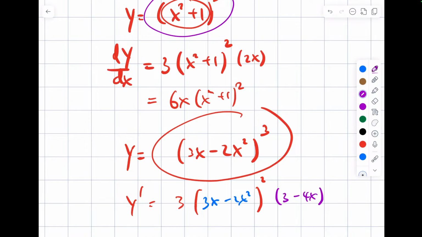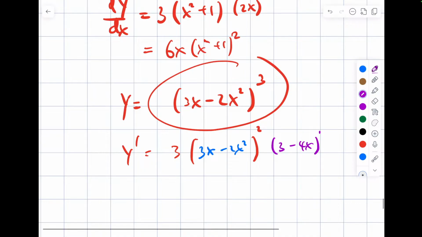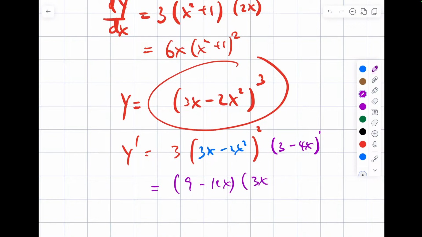Now, can those distribute? No, because they're different powers. This is to the first power and distributes. But this 3 can distribute to that, so that's going to give you 9 minus 12x. You don't have to, but it's 3x minus 2x squared to the second power. You can distribute to the first power. You cannot distribute to the second power. Is that okay?